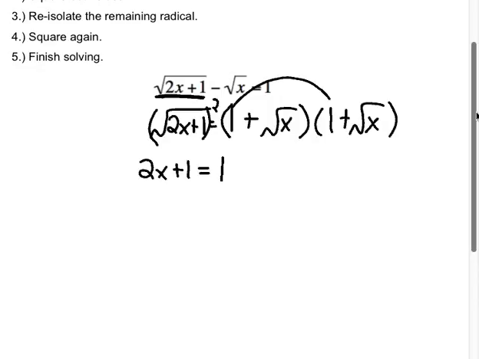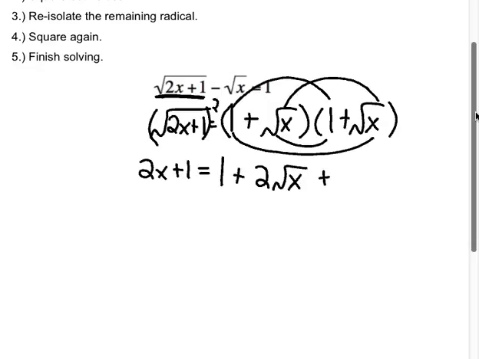So 1 times 1, 1 square root of x, plus another square root of x. So that's going to give me 2, oh sorry, not square root of 2, square root of x, sorry. Square root of x plus square root of x is 2 square roots of x. And then square root of x times square root of x, well, that's going to set that one free as well. All right, so let's see what this gives me.